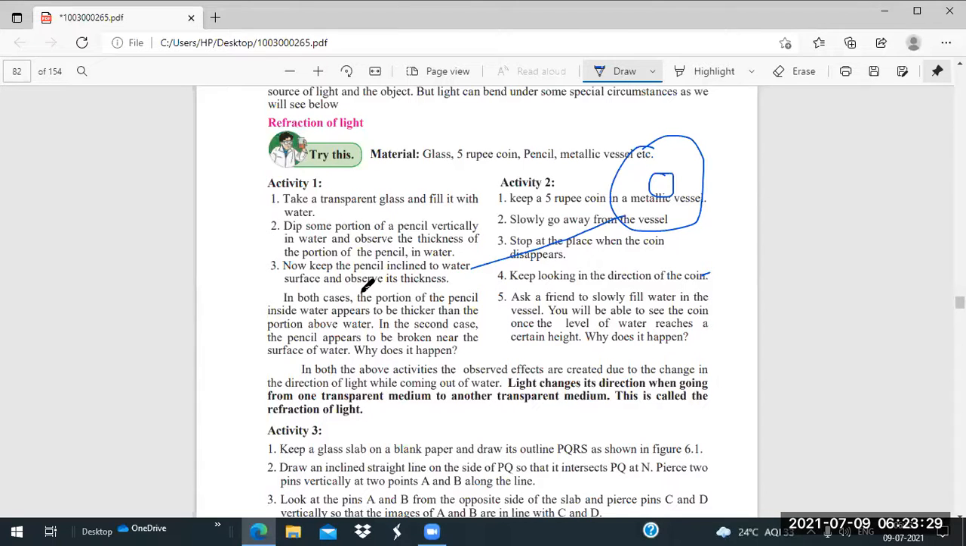Light can change direction when it goes from one transparent medium to another transparent medium. It's the refraction of light. Understood, everyone? Yes or no? Yes, sir. Yes, sir.